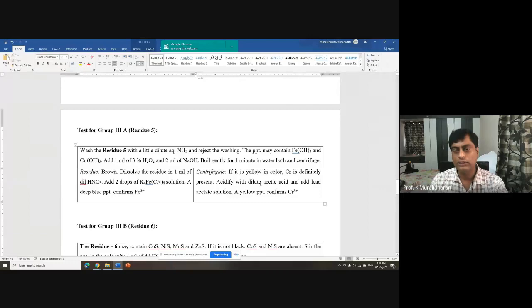Add dilute acetic acid and lead acetate solution. So you are getting a yellow precipitate here. Okay, that confirms the presence of chromium here.